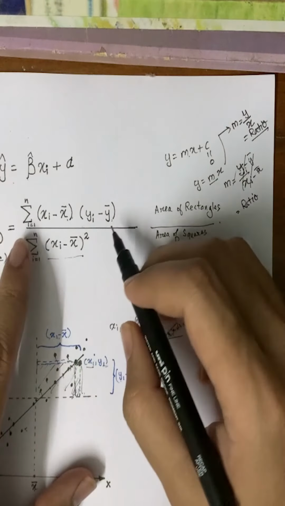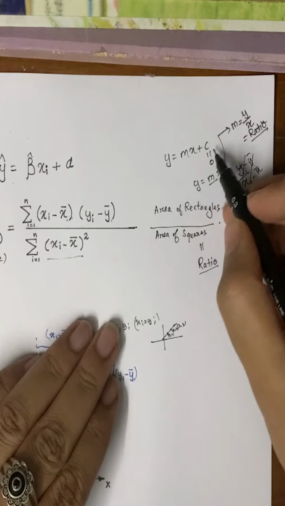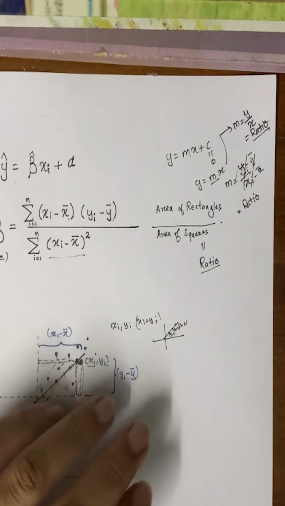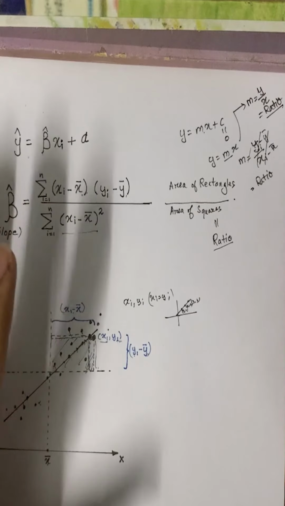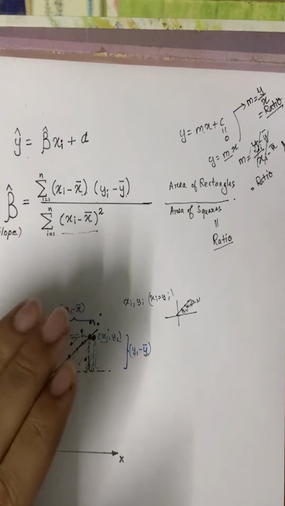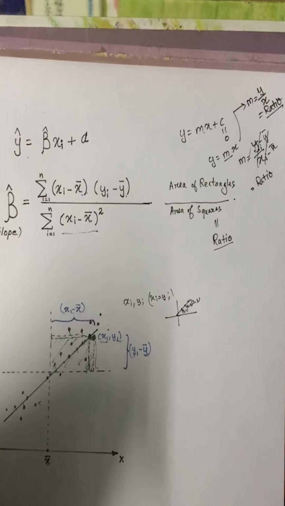It looks intimidating, but it's actually the ratio of the areas, which is the same as for a straight line through the origin. So that is how the formula has come, and this is the way you can remember it. The slope is the summation of all the areas of the rectangles divided by all the areas of the squares. Thank you.